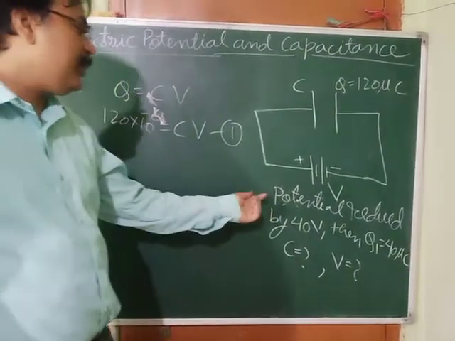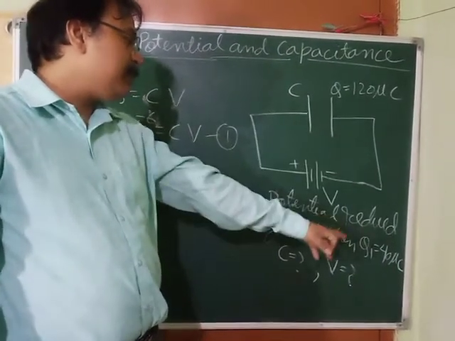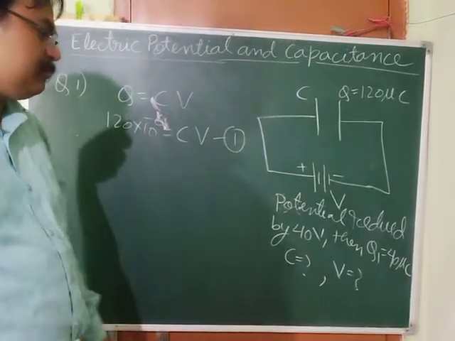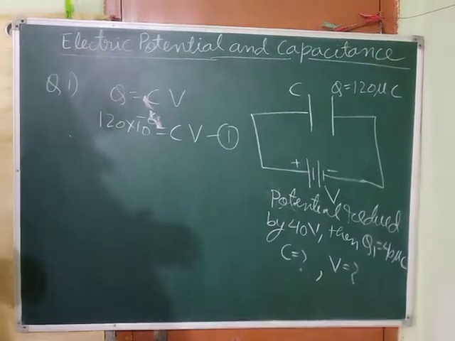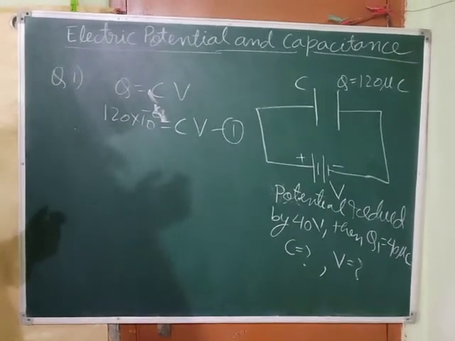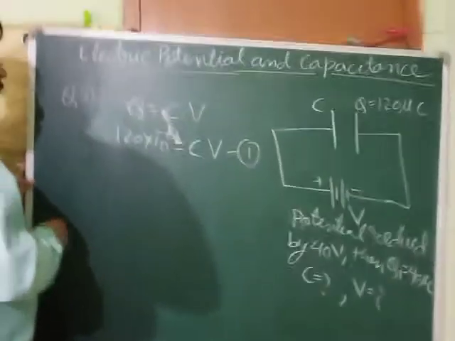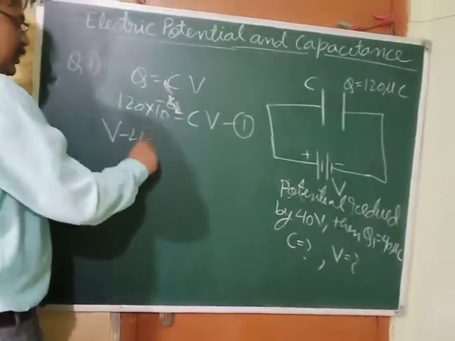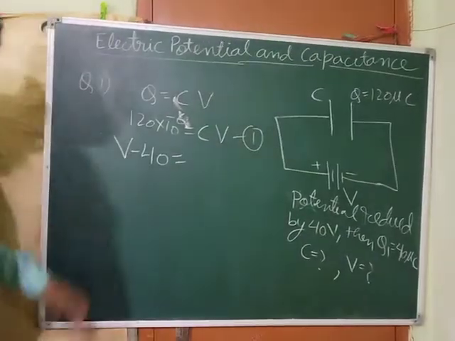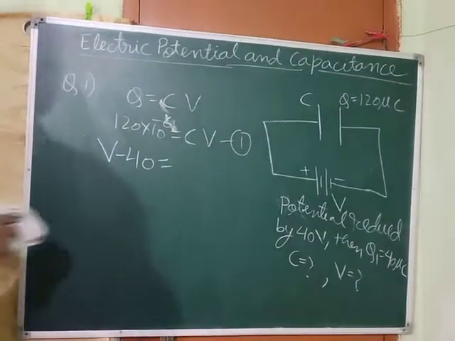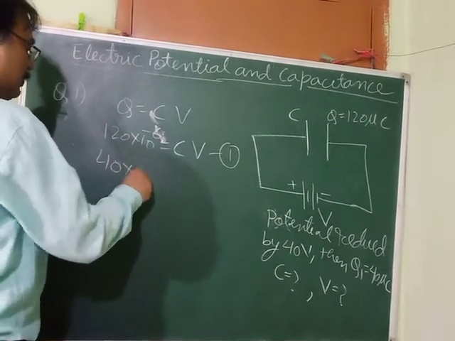When the potential is reduced by 40 volt, the charge on the capacitor becomes 40 microcoulomb. If the potential is reduced by 40 volt, what is the remaining potential difference between the plates? It was V, so we can write V minus 40. Q is equal to CV, so we write Q first. The charge becomes 40 microcoulomb, so we can write 40 into 10 to the power minus 6.